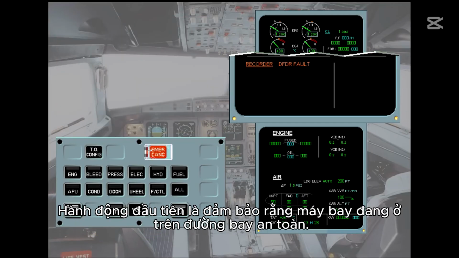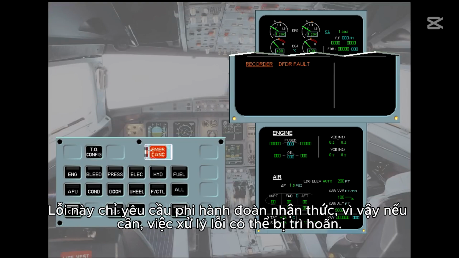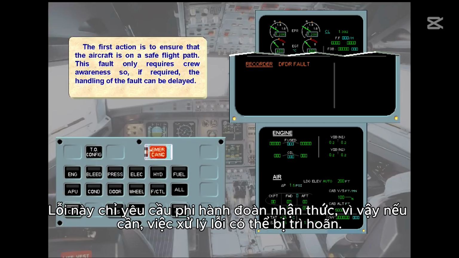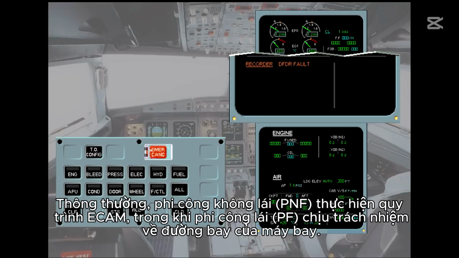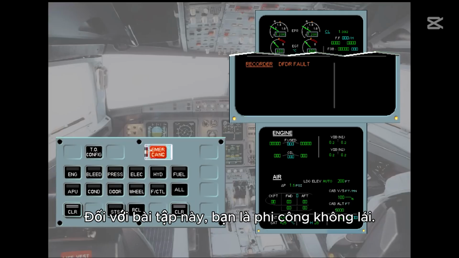The first action is to ensure that the aircraft is on a safe flight path. This fault only requires crew awareness, so if required, the handling of the fault can be delayed. Normally, the pilot not flying carries out the ECAM procedure, while the pilot flying is responsible for the aircraft's flight path. For this exercise, you are the pilot not flying.